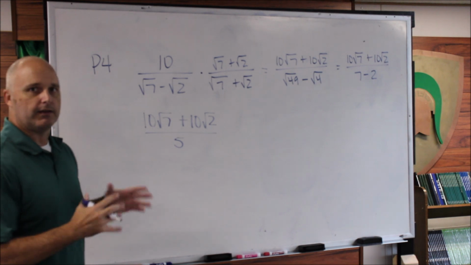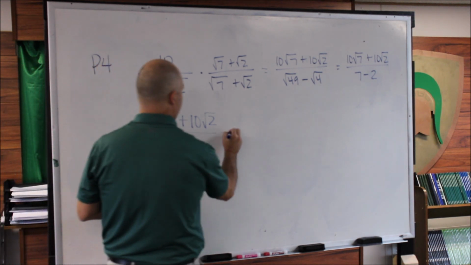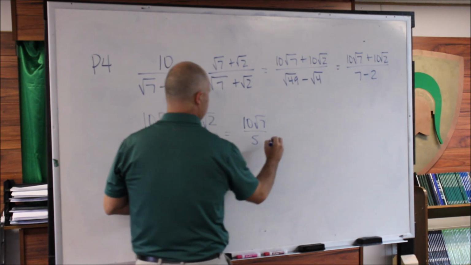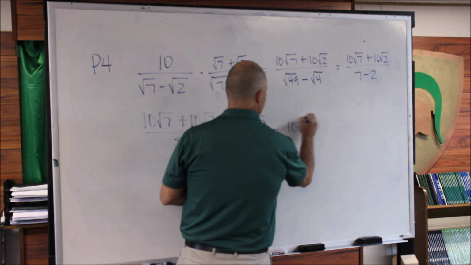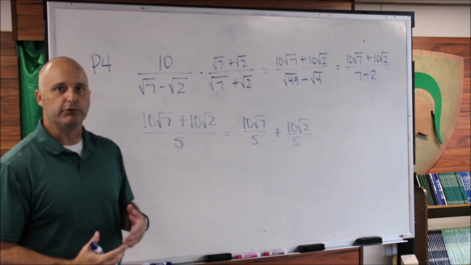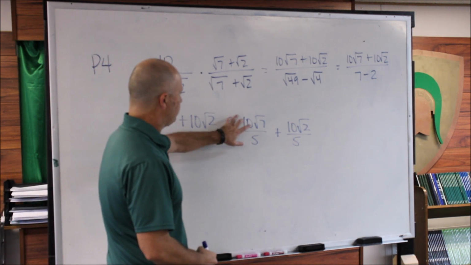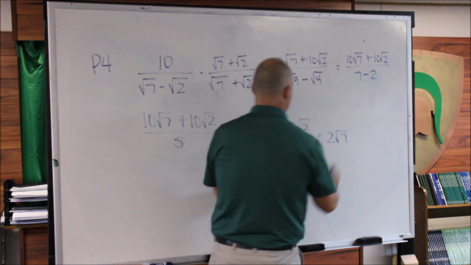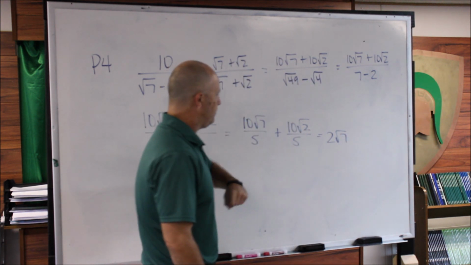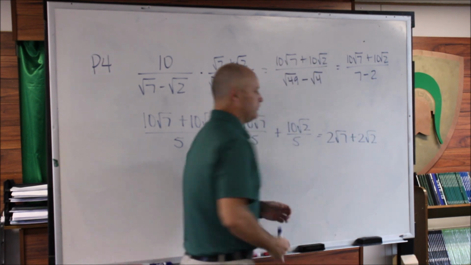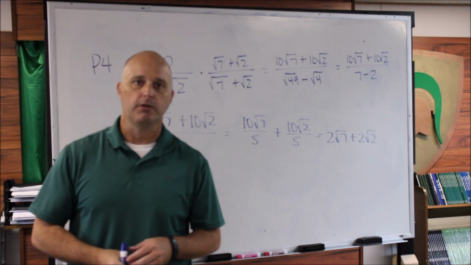Now what I can do is think of these as two separate fractions. So 10 square root of 7 over 5 plus 10 square root of 2 over 5. And I can reduce anything that's alike. So the 10 and the 5 can be reduced, and that's going to be 2 square root of 7. This 10 and this 5 can be reduced, so that's going to be 2 square root of 2. So the solution is going to be 2 square root of 7 plus 2 square root of 2.